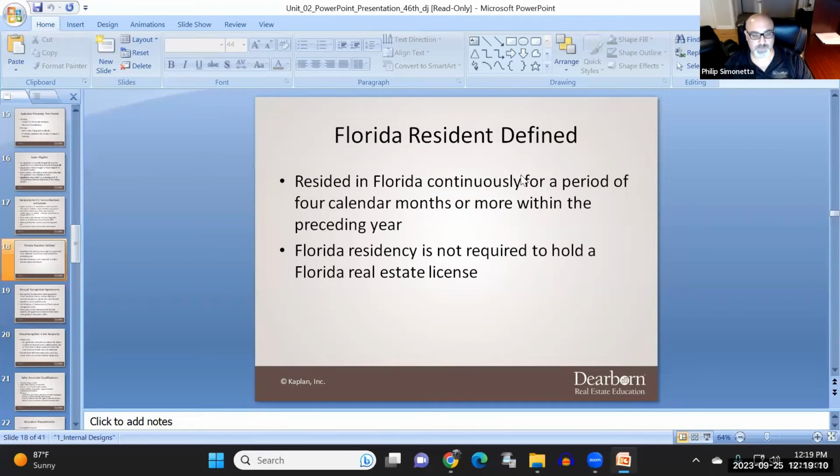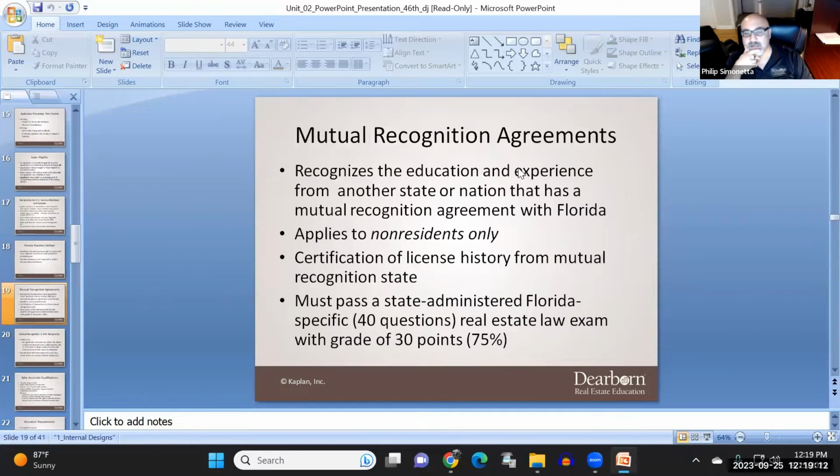Okay, let's look at mutual recognition agreements. This recognizes the education and experience from another state or nation that has a mutual recognition agreement with Florida. It applies to non-residents only. A certification of license history from a mutual recognition state is required to show your history. And you must pass a state-administered Florida-specific 40-question real estate law exam with a grade of 30 points, which is 75%.